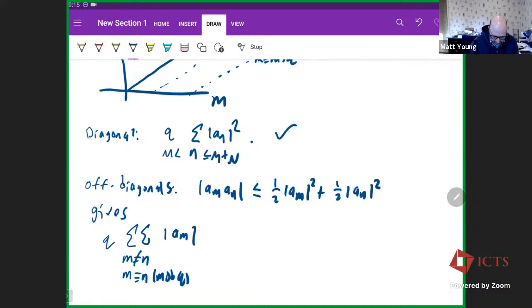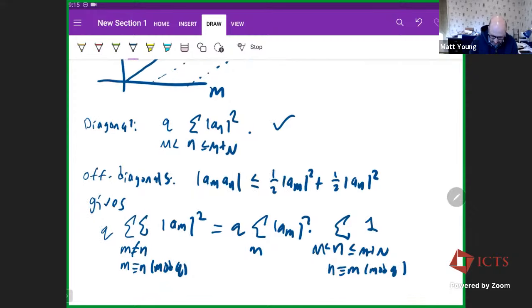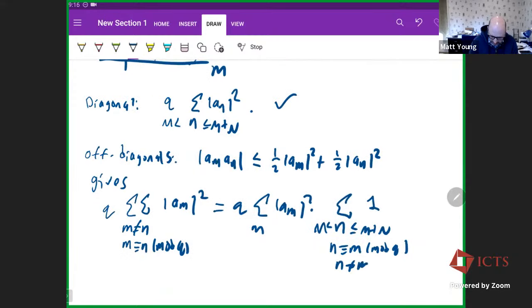So let's just take a_m squared. So I'm using the symmetry of the problem here. And all right. So now let's take m to the outside. And then I have a sum over n. So now n is in this interval. I guess it's this one. And then n is congruent to m mod q. And n is not equal to m.